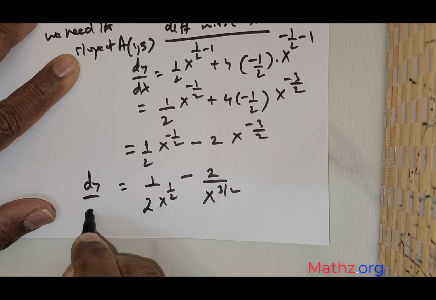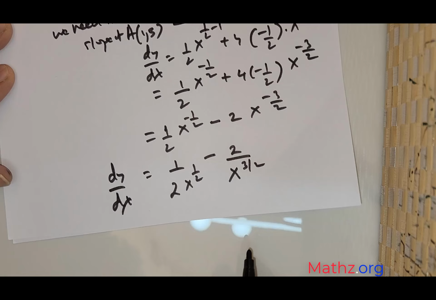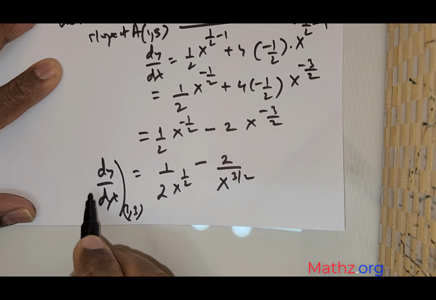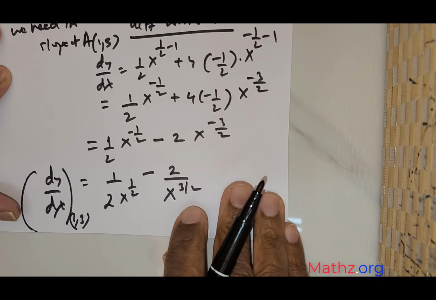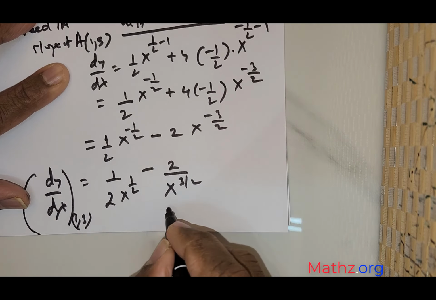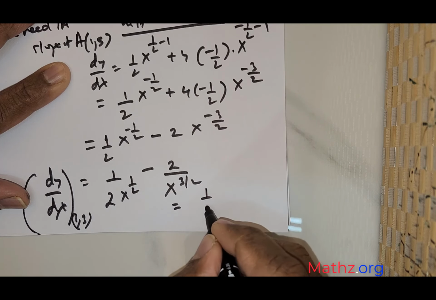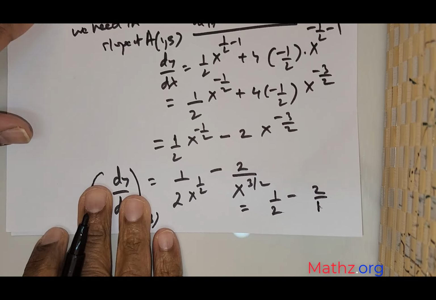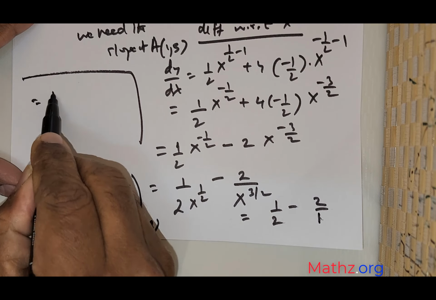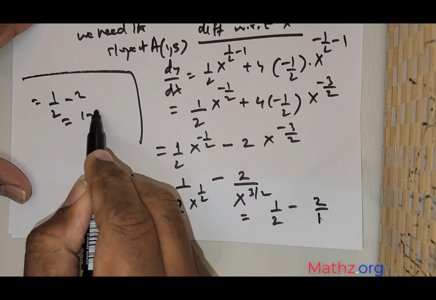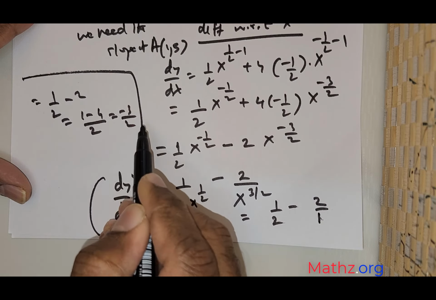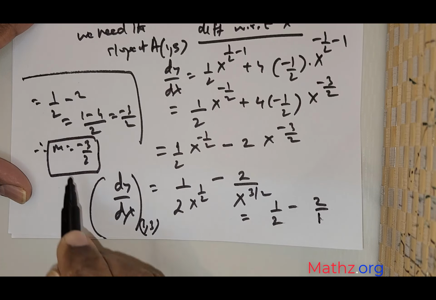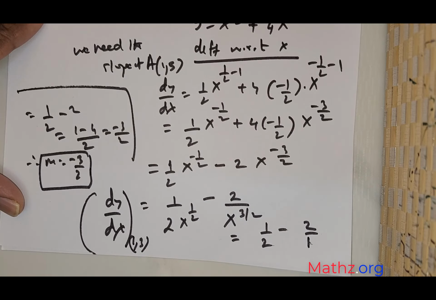Now this is my dy over dx, but we need dy over dx at the point 1 comma 5, that is x is equal to 1. So if I were to substitute x is equal to 1, I would get 1 over 2 negative 2 over 1. Now if I were to simplify this, 1 over 2 negative 2, 1 minus 4 over 2, which is negative 3 over 2. So therefore the slope is negative 3 over 2. You can box that. Now let me move on to the next page.